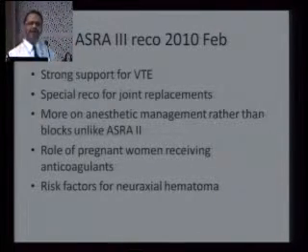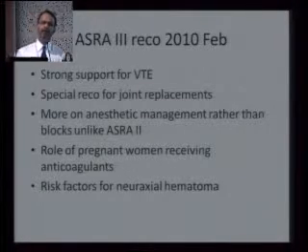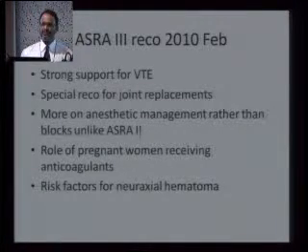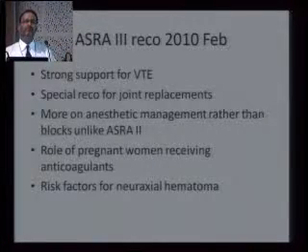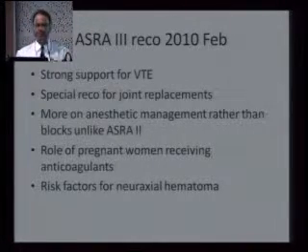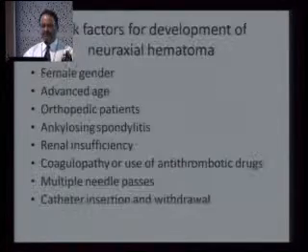And also they talk about pregnant women receiving regional blocks and anticoagulation. Now you know that all patients who have pregnancy-induced diabetes, pregnancy-induced hypertension go on anticoagulants. Therefore, thankfully it is stopped at about the 36th week. And if the patient has risk factors for neuraxial hematoma, which have been clearly described.